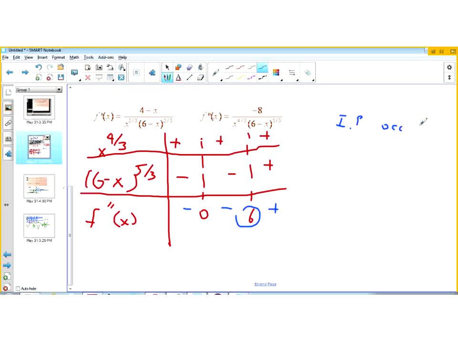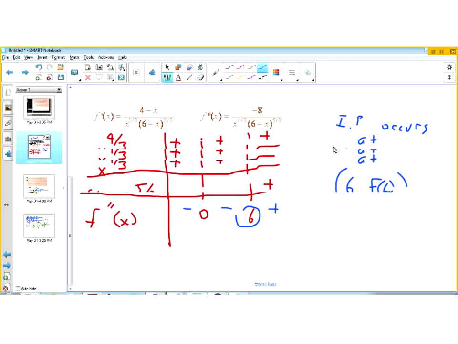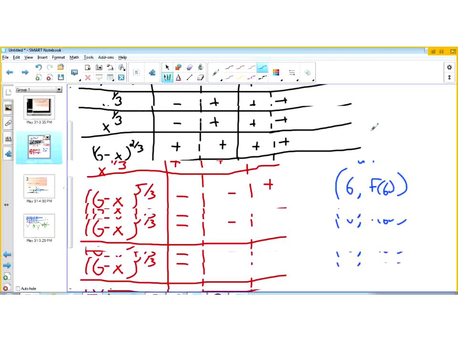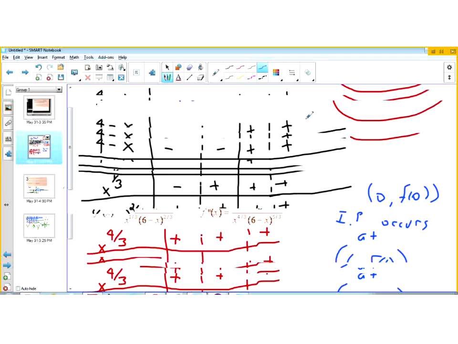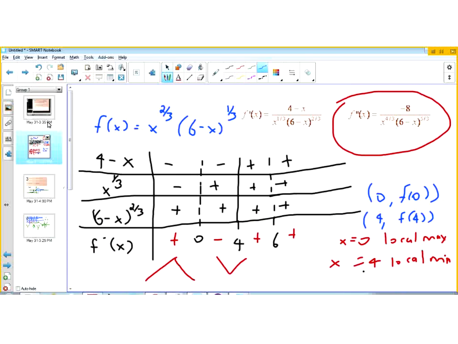So the inflection point, which I'll call an IP, occurs at the point 6, f of 6. So we'll have an inflection point there. Okay. So, and then here we have 0, f of 0 is a local max. And then 4, f of 4 is a local min. Okay.